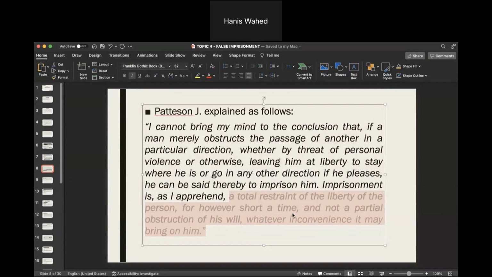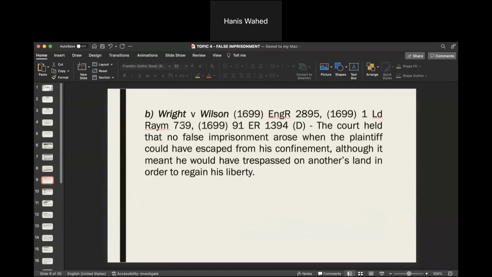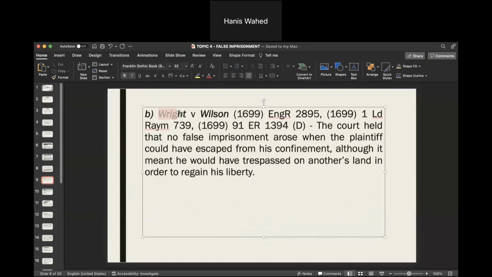Okay, alright. Similarly, you guys can refer also to the case of Wright and Wilson, where in this case, the restraint also was not complete. Okay, the restraint was not complete. Why?